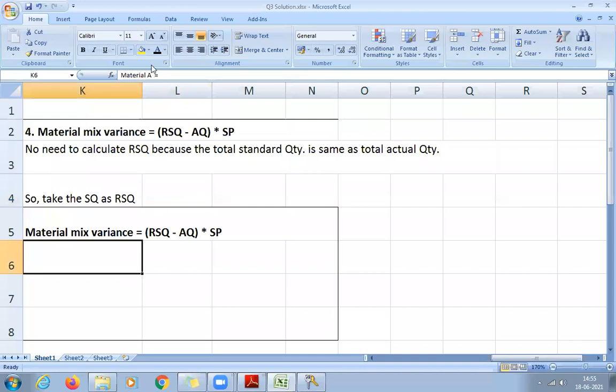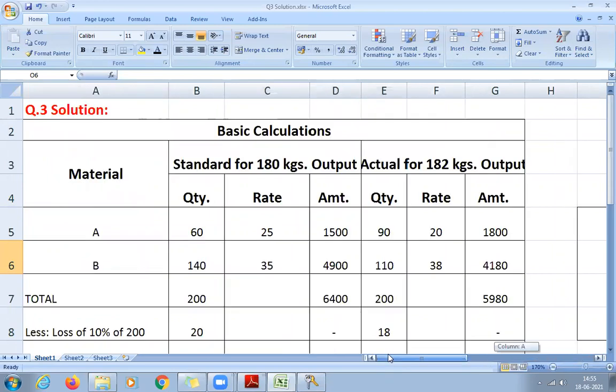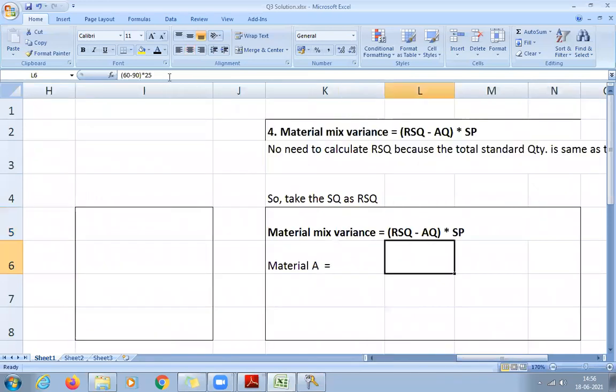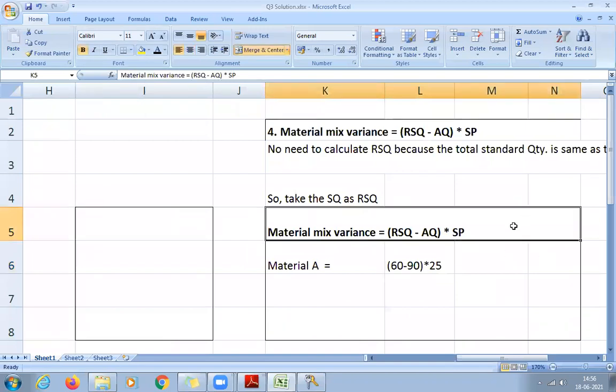Let us calculate for A. So how much is standard quantity for A and actual quantity and standard price? Standard quantity is 60, actual quantity is 90, then standard price is 25. So please calculate 60 minus 90 into 25. Minus 750. Adverse. Yeah, adverse.